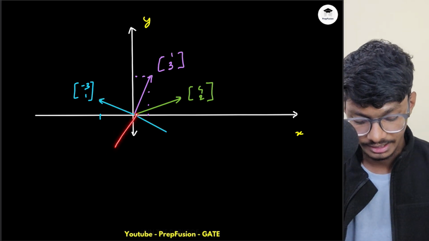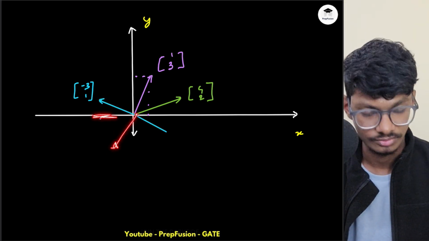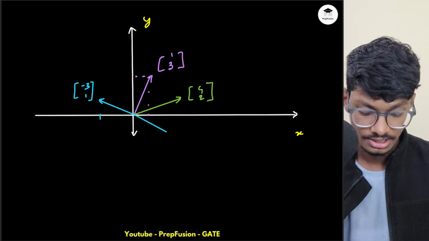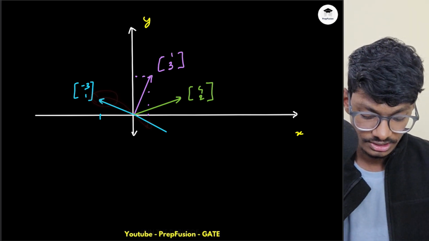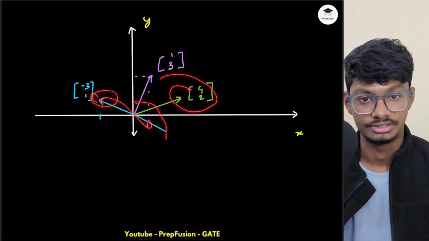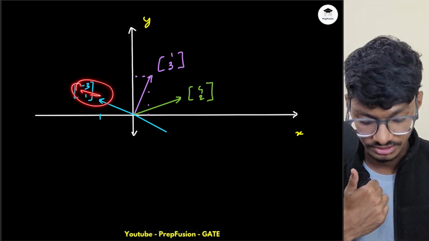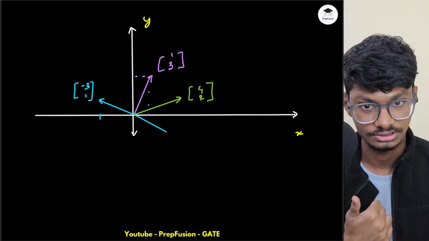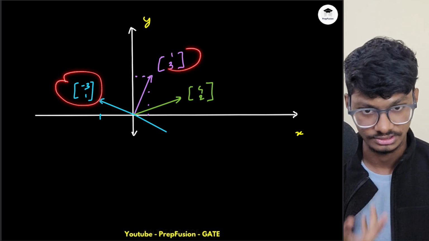If I add the negative of this, then my resultant vector will be somewhere here, which again I don't want. Hence I have to make the negative of this, and the resultant will lie somewhere around here. That's why I'm taking the negative of this y vector and not the x one. That is why.